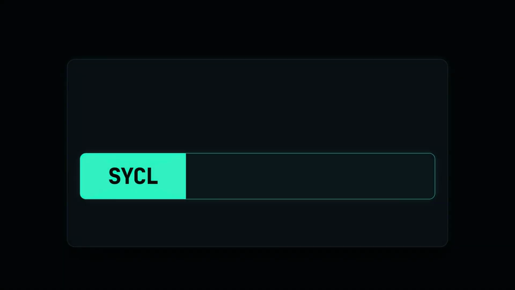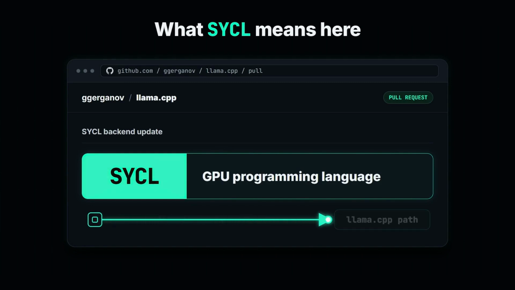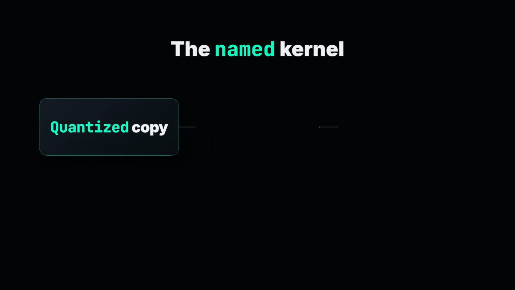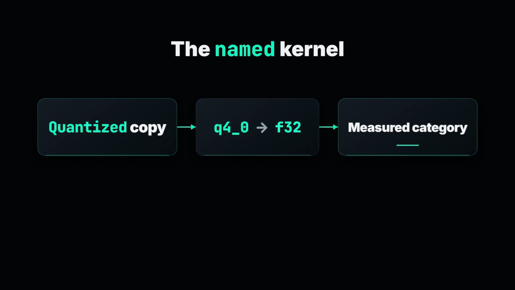Think of SYCL as the route used to program the GPU. The pull request labels SYCL, a GPU programming language. This fix belongs to that route. The release calls this a quantized copy kernel. Here, quantized means it handles the data formats the release calls quants, including Q40.